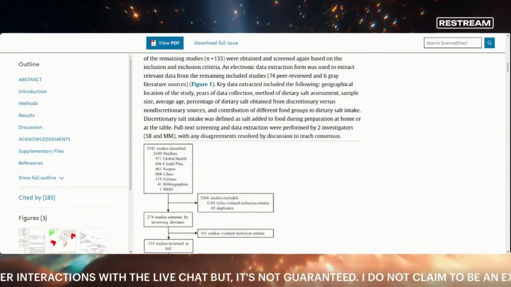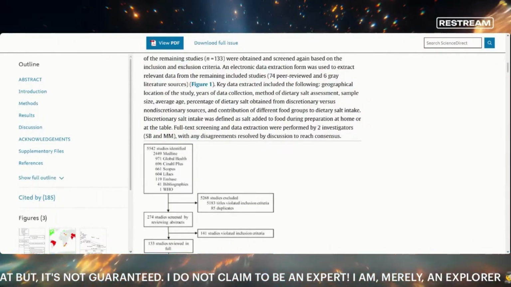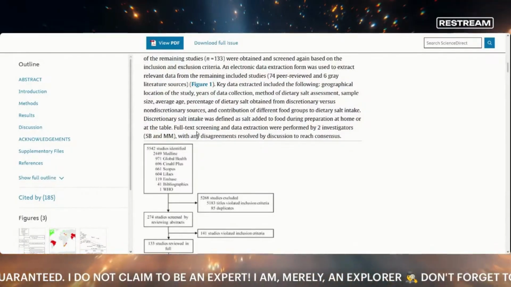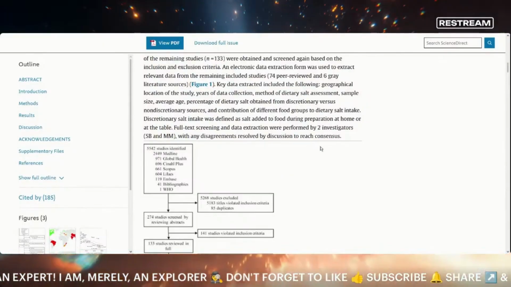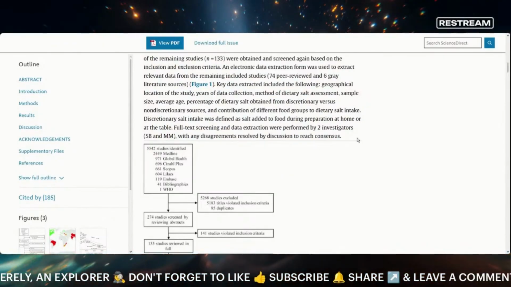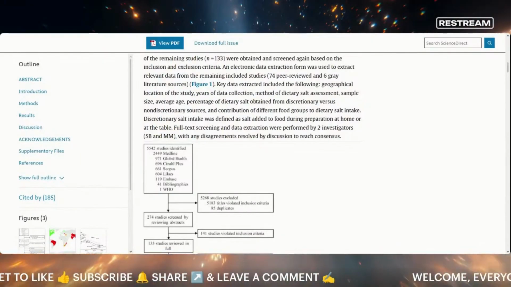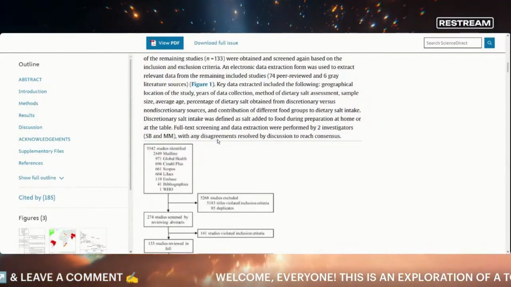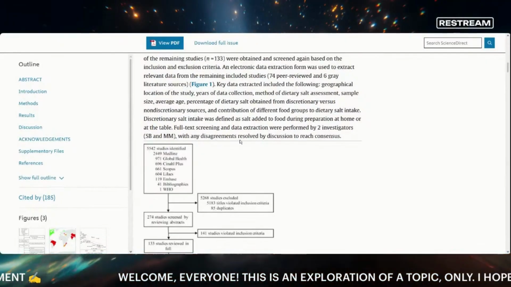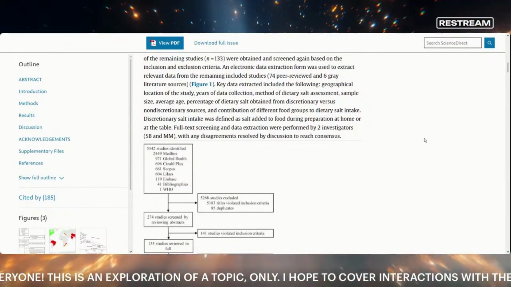Discretionary salt intake was defined as salt added to food during preparation at home or at the table. Full text screening and data extraction were performed by 2 investigators, SB and MM. So that's Sierra Bravo and Mike, with any disagreements resolved by discussion to reach consensus.